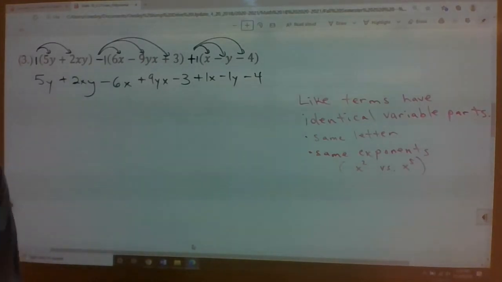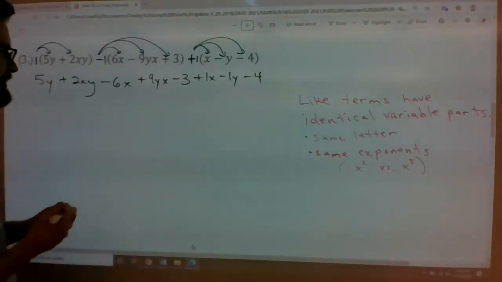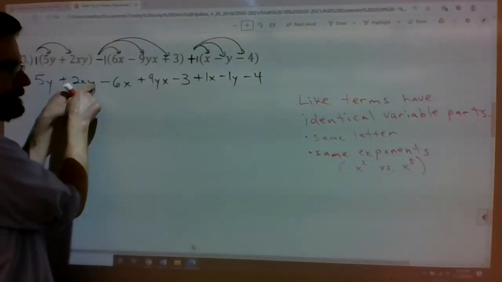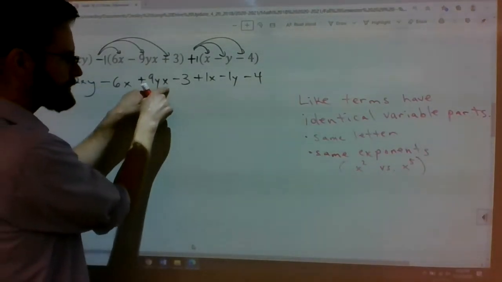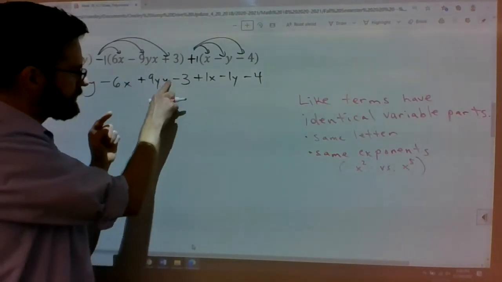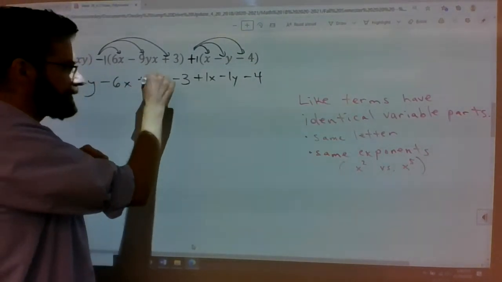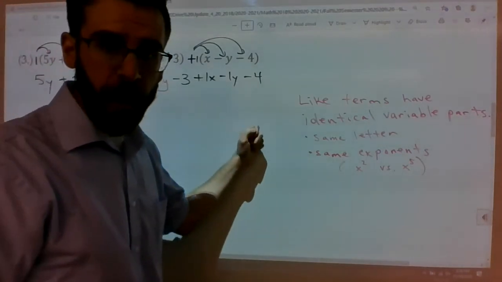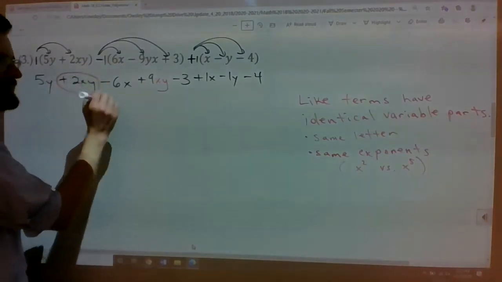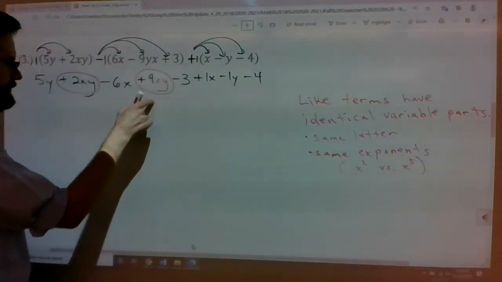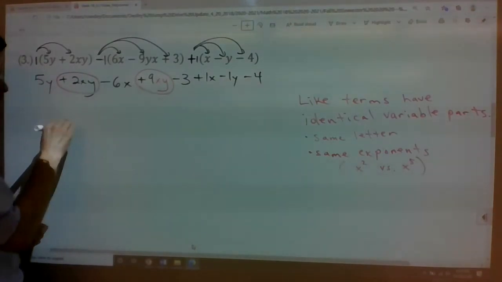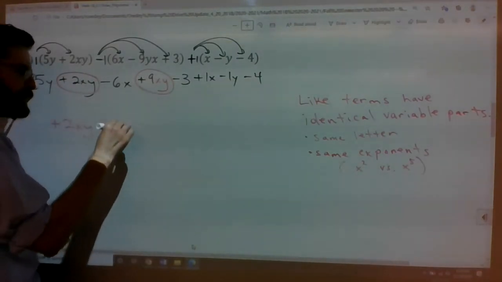Now, when you are collecting the like terms to put them side by side, notice this is an xy, this is a yx. Yx can be rewritten as xy because of the commutative property for multiplication. So these two are technically like terms. So I'm going to rewrite them and put them side by side. This is a plus 2xy plus 9xy.